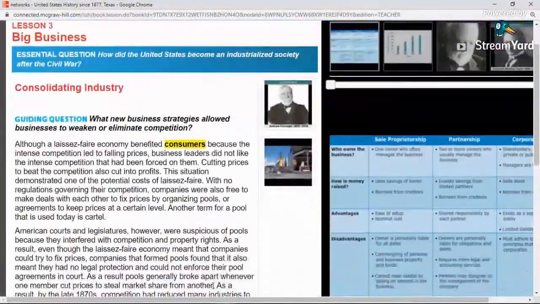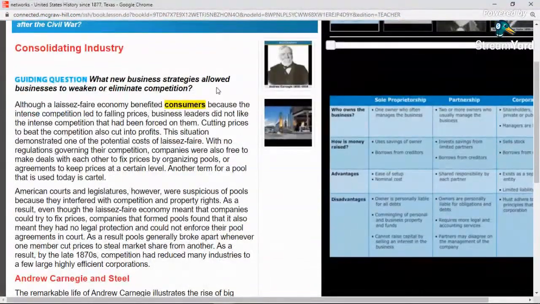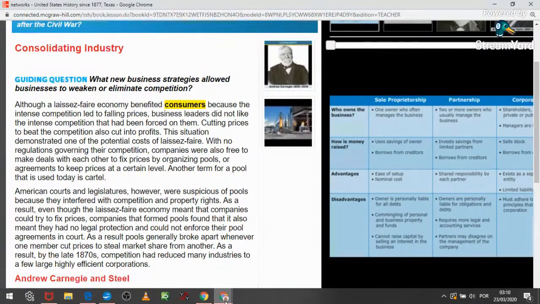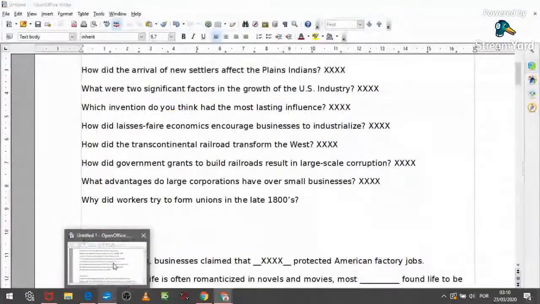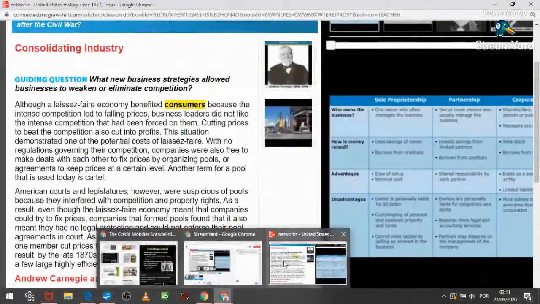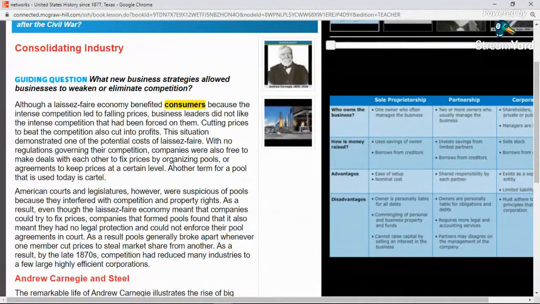Let's move on. What new business strategies allowed businesses to weaken or eliminate competition? Now we're going to get to the dirty stuff. Okay. How is it that companies killed their competition? Laissez-faire companies benefit consumers because the intense competition led to falling prices. But business leaders didn't like the intense competition that was forced on them.